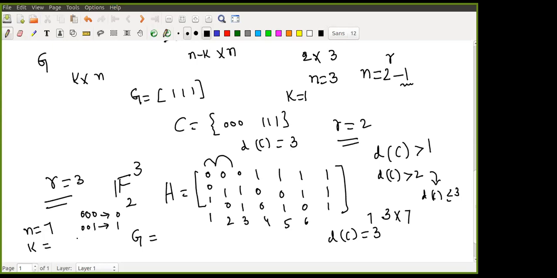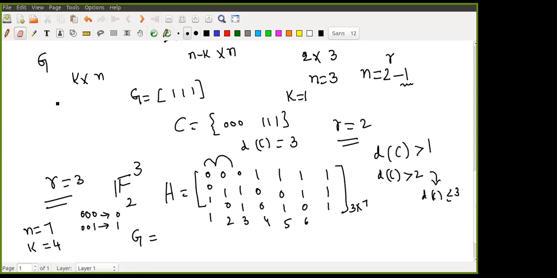No, be careful. Why are you so hurried? k is equal to 4. Are you sure? Yes, be confident, because n minus k is 3. H is a 3 cross 7 matrix. H is 3 cross 7 means G is 4 cross 7, right? So k is equal to 4.